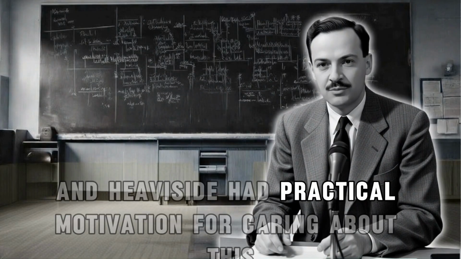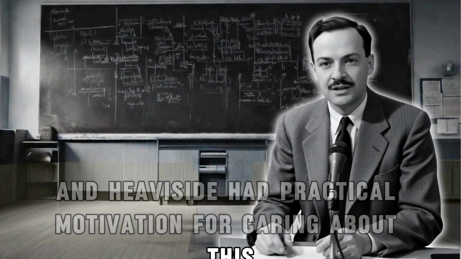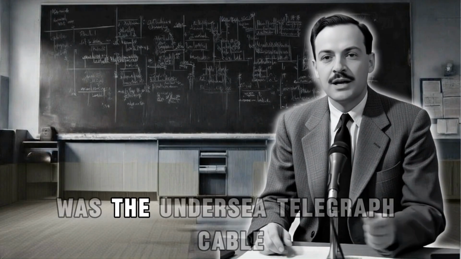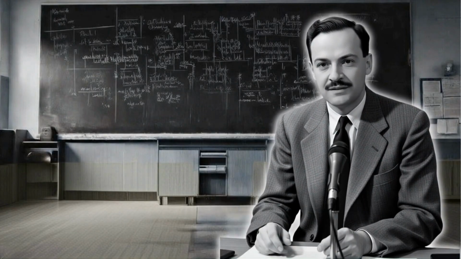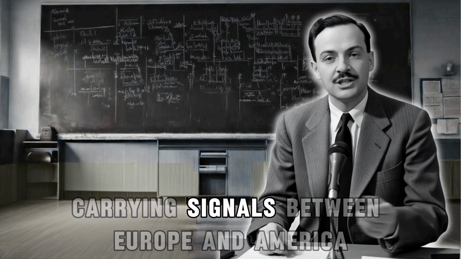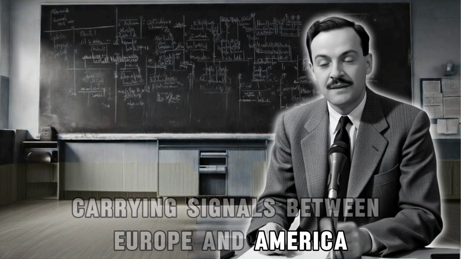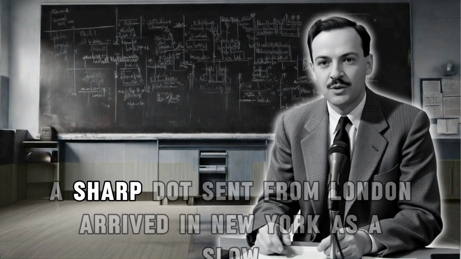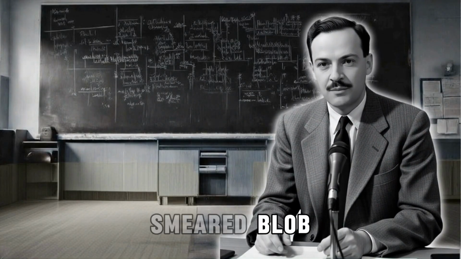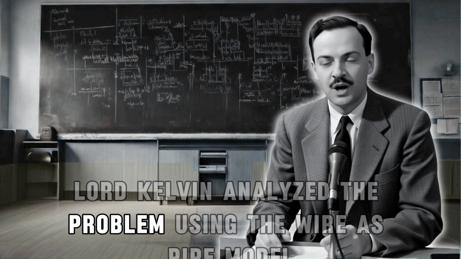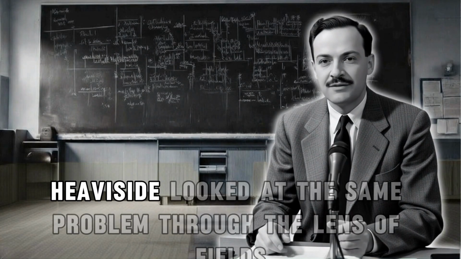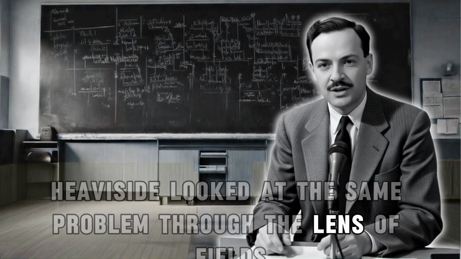And Heaviside had practical motivation for caring about this. The great technological problem of the late 19th century was the undersea telegraph cable. Thousands of miles of copper on the floor of the Atlantic, carrying signals between Europe and America. The cables were a nightmare. A sharp dot sent from London arrived in New York as a slow, smeared blob. Lord Kelvin analyzed the problem using the wire as pipe model. Useful work, but limited. Heaviside looked at the same problem through the lens of fields.